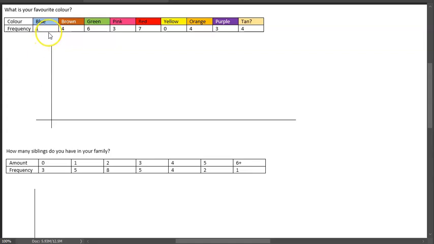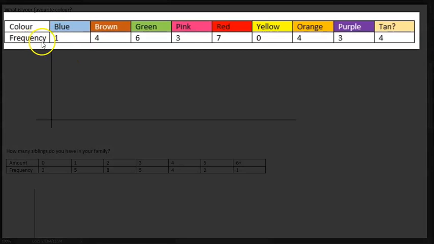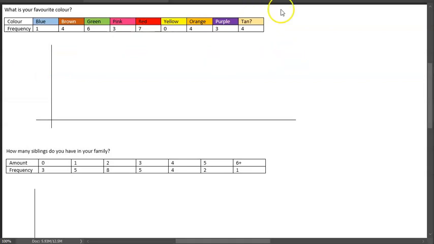This was a question that was asked, a random question, and the results, the frequency, has been given here. The results for blue, brown, green, and all the different colors are represented here. I didn't know if tan was a color, kind of ran out of color ideas, so I just put tan. But you notice that the frequency or the numbers are kind of just in random order.